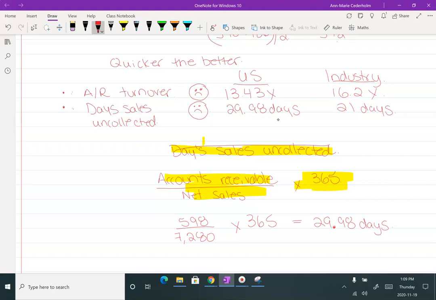So for me, I like day sales uncollected because it's easier for me to see things in days. It's taking my customers on average about 30 days to pay me. It's taking the industry on average 21 days. So then maybe we want to start looking into our collection cycle to see if or how we can speed that up to get our cash quicker.